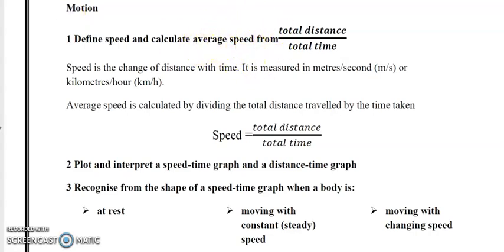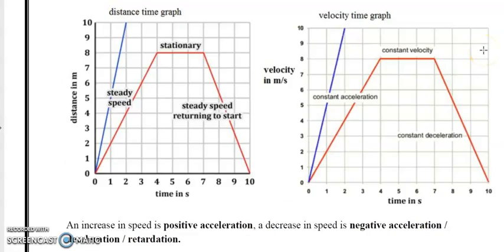Right. Now, you are also expected to be able to deduce information that you get from distance time graphs and velocity time graphs. Distance time graphs and velocity time graphs are very different. You can see that these two graphs look the same, but what makes them different is what's there on the y-axis. Here on the y-axis, we've got distance in meters. Here we've got velocity in meters per second, or speed in meters per second. Their x-axis are the same. They both have time.